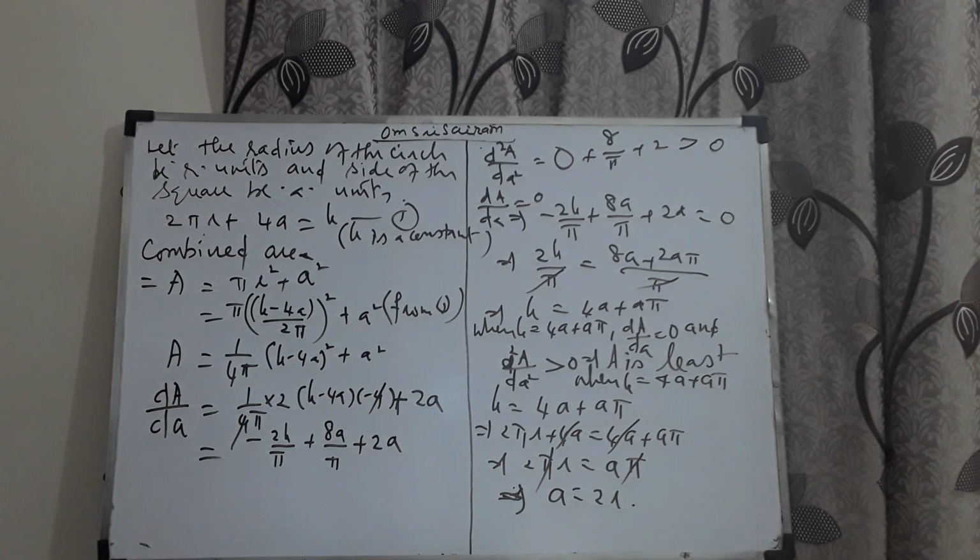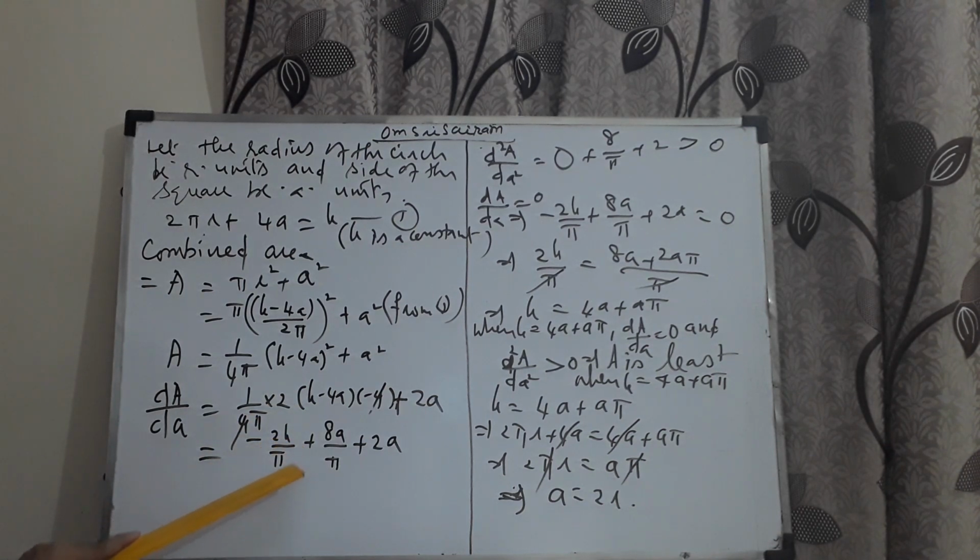I am supposed to find the value of small a for which dA by da is 0, and d square A by da square is greater than 0. First derivative gives you 1 by 4 pi into 2 into (k minus 4a) into minus 4, plus 2a. The first step is because of the chain rule of differentiation. Taking minus 2 by pi inside, it becomes minus 2k by pi plus 8a by pi plus 2a. Getting the second derivative, everything else is a constant here, derivative is 0.